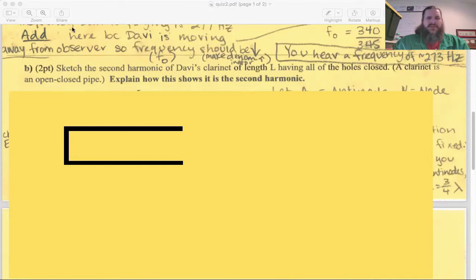Okay, if we look at this as a pressure wave, let me make a note of that so we know for later. Sound as a pressure wave. So pressure can change from high pressure to low pressure. If we're talking about this open end, that's exposed to the air around it. So what do you know about the pressure at that exposed end? That it's the same as the atmospheric pressure.